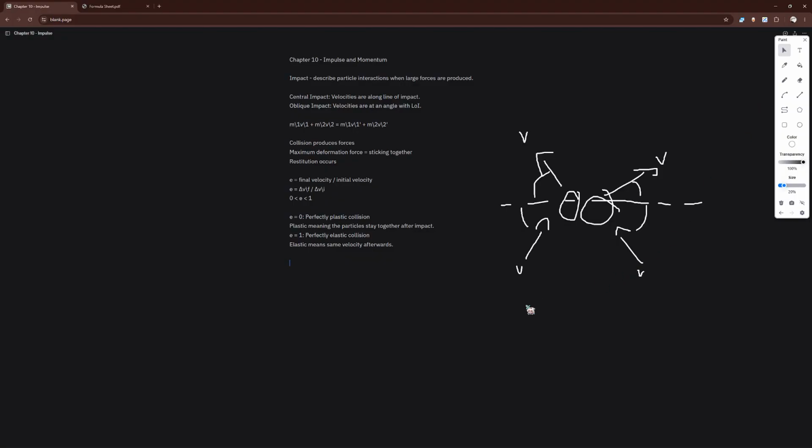m1 v1 plus m2 v2 is equal to m1 v1 prime plus m2 v2 prime in x, and then the coefficient of restitution in x, and you would use these to solve for whatever you're missing, right?